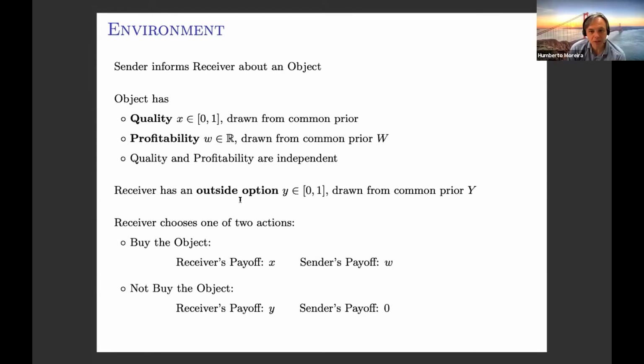Moreover, they could be positively correlated. That would be a more natural case. So you would think that higher quality is going to give you more profitability, right?